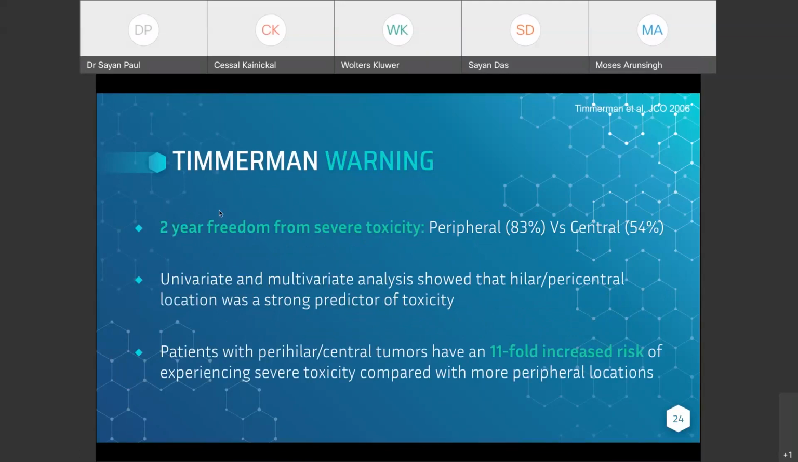This report analyzed the 2-year freedom from severe toxicity and found that people who had peripheral lesions were much more likely to be free from toxicities than those with central tumors. Both the univariate and the multivariate analysis showed that hilar or pericentral location was a strong predictor for toxicities. And when this report came out, people with central tumors were found to be at an 11-fold increased risk of experiencing severe toxicities compared to peripheral locations.